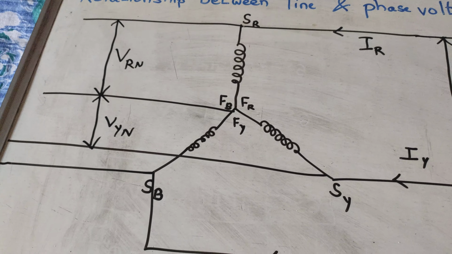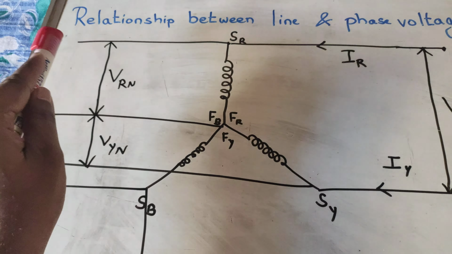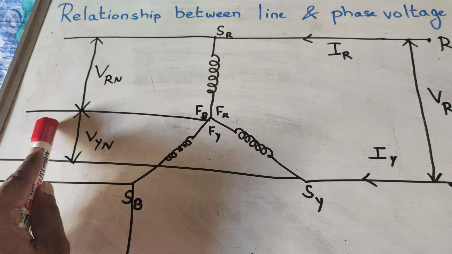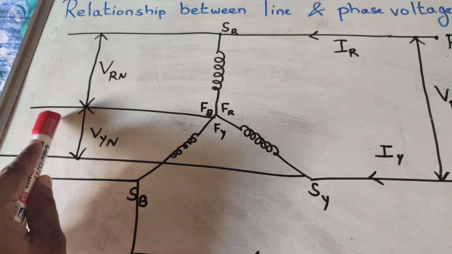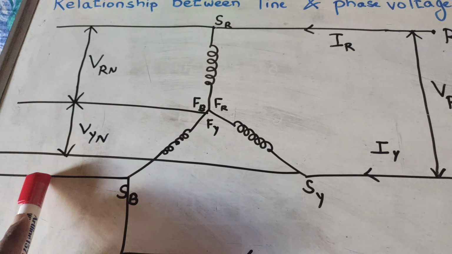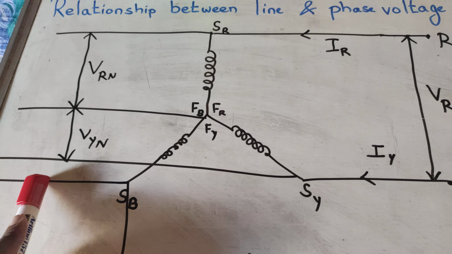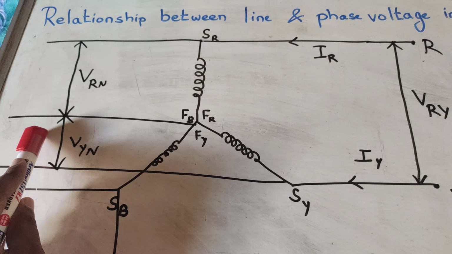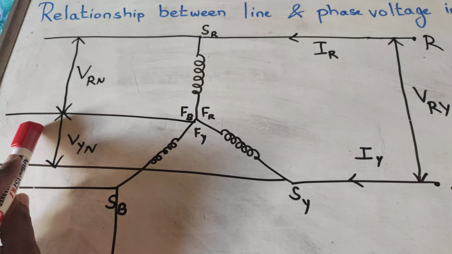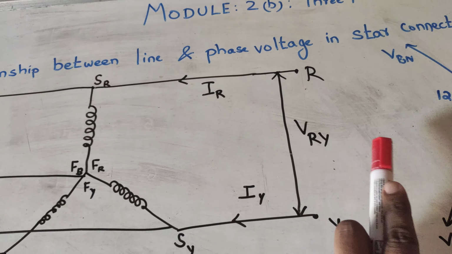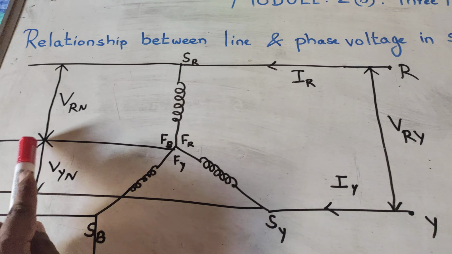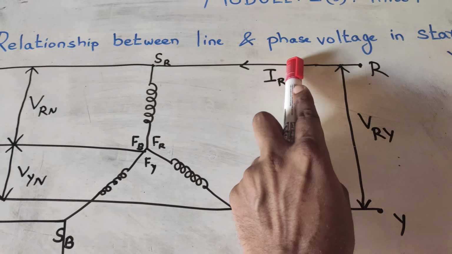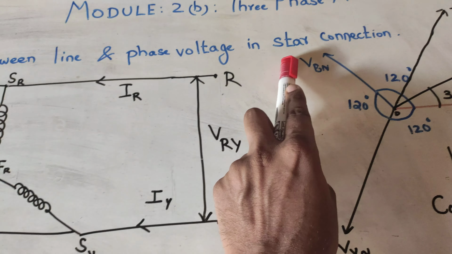And there are three phase voltages. The voltage between R and N is called the phase voltage VRN. The voltage between Y and N is called phase voltage VYN and voltage between B and N is called as the phase voltage VBN. Let us see the relationship between VRY and VRN, which is nothing but relationship between line voltage and phase voltage in a star connection.